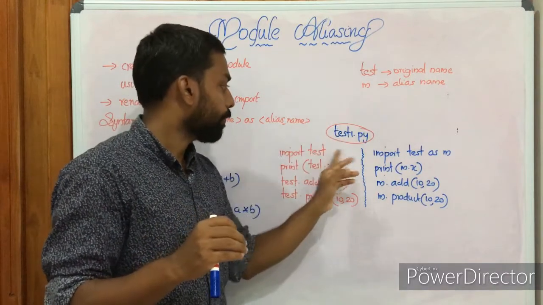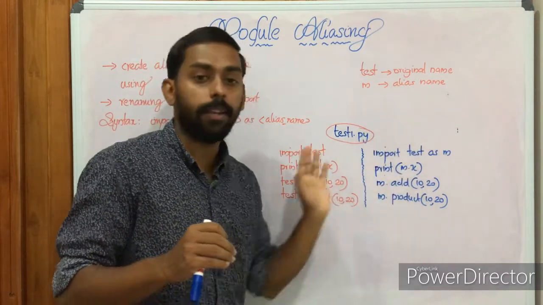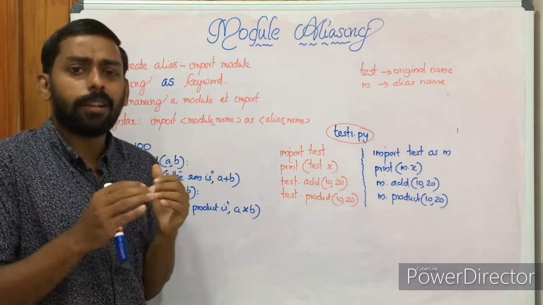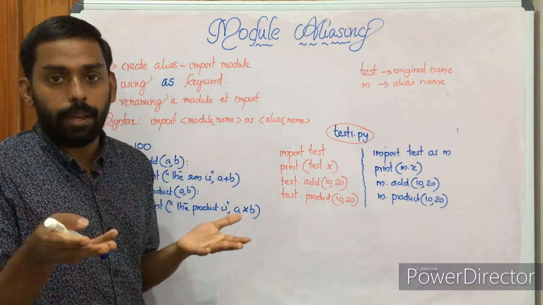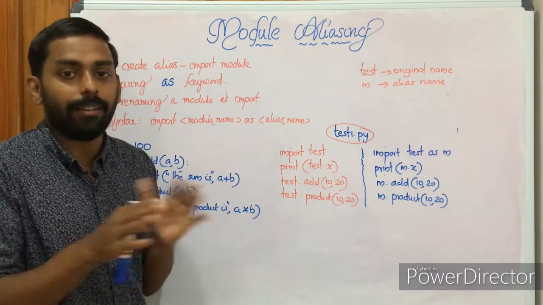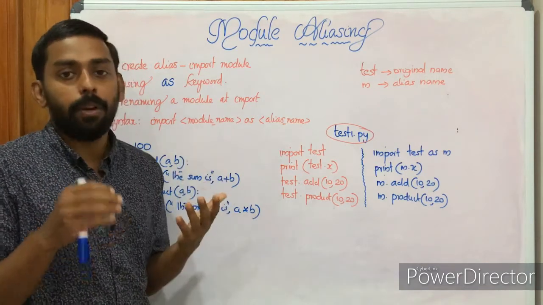Here test is the original name and m is the alias name. This is just like aliasing any object in Python, like aliasing a variable or a function, anything. So the concept is very simple: giving another name.